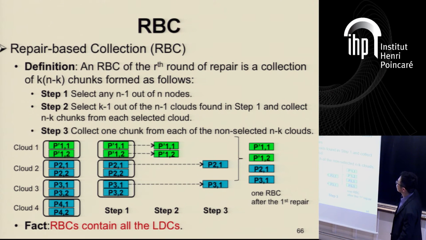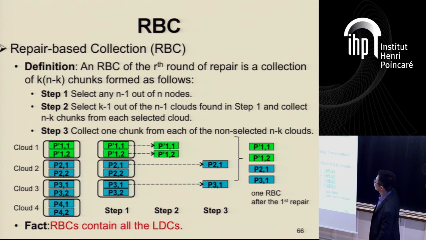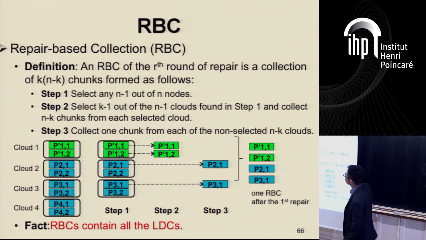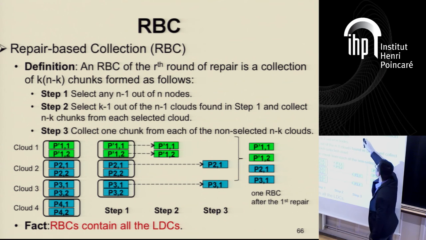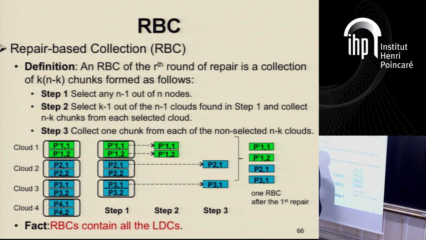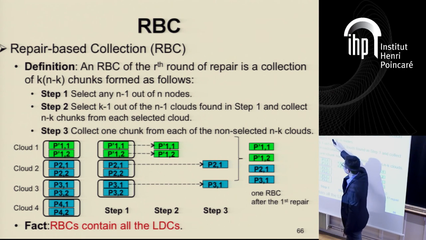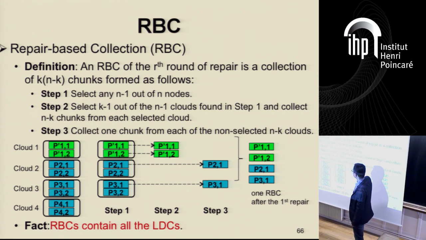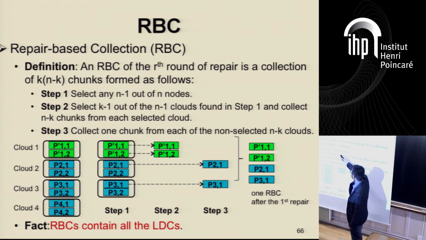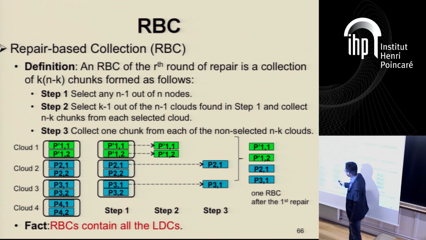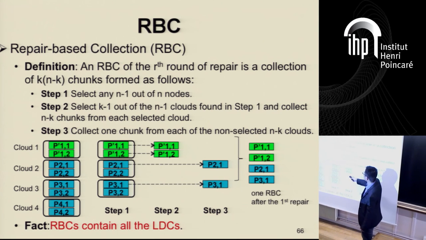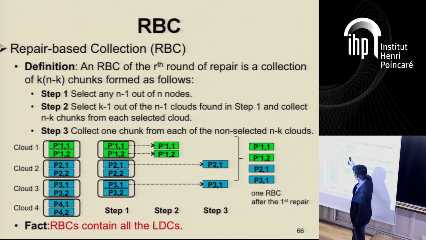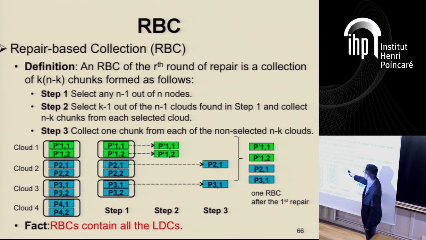Okay, then let me show another definition, the RBC. So what is an RBC? An RBC of the rth round of repair is a collection of k multiplying n minus k chunks. How do we get all these chunks? It follows three steps. The first step, we select n minus one out of n nodes. In this scenario, we select three nodes out of these four clouds. Then we select k minus one out of the n minus one clouds. That means in this scenario, we select one cloud, and we collect all the chunks of this cloud. Then we get P(i+1,1) and P(i+1,2).